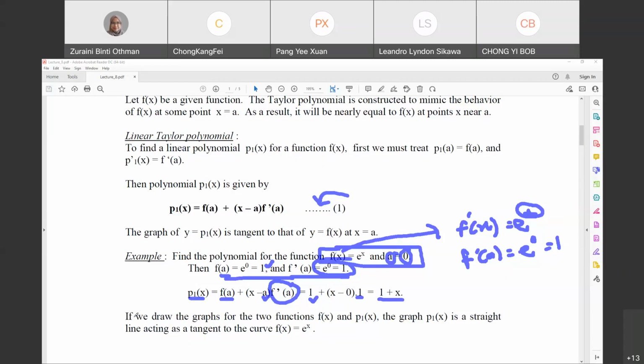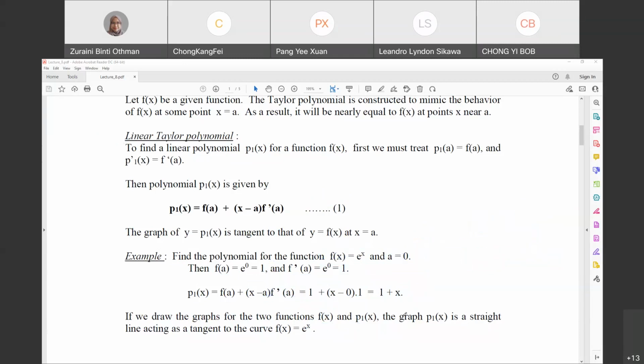Okay, then here, if we draw a graph for the two functions f(x) and p1(x), you want to know what the graph of f(x), which is exponent x, is, and what is the difference between f(x) and p1(x). The p1(x) is a straight line. Ini akan dapat straight line lah because of linear Taylor polynomial. Memang dia dah linear kan, and it is kuasa 1 and it will be a straight line acting as a tangent to the curve f exponent x. Okay, dia akan jadi tangent kepada exponent x.